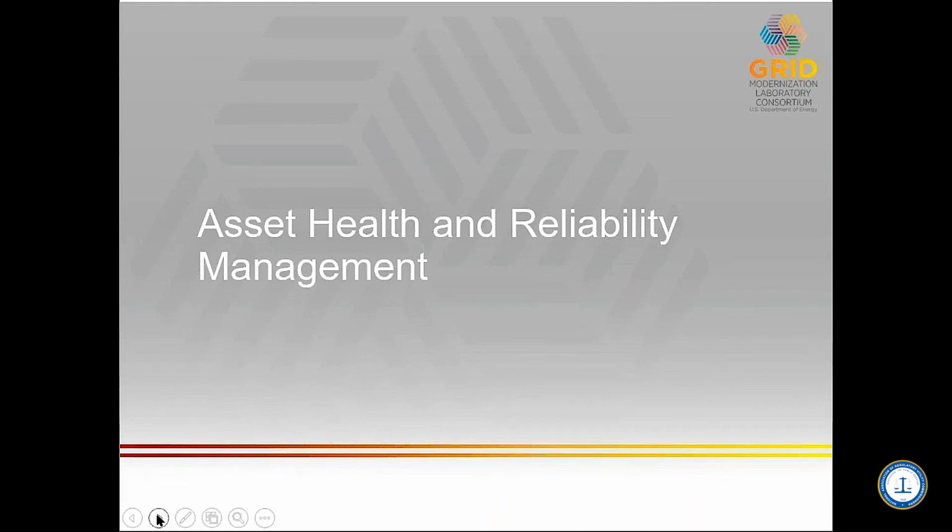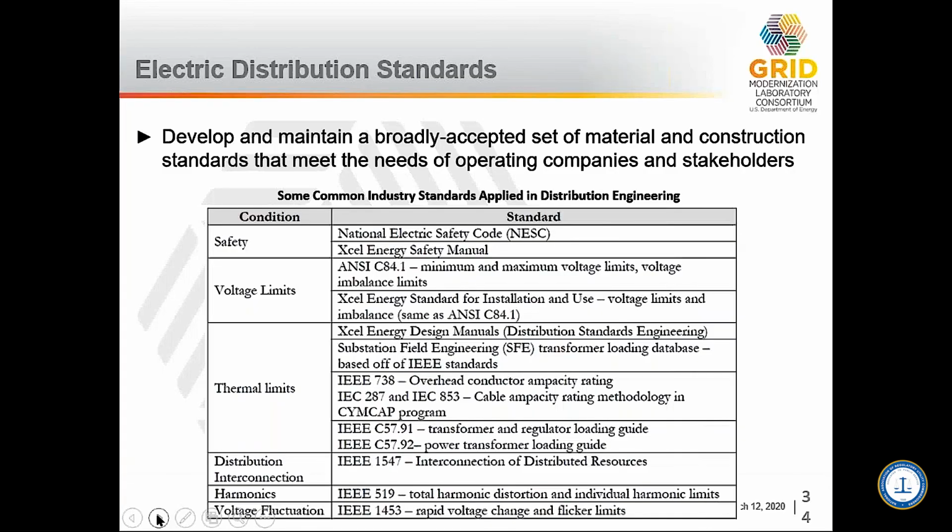So up to this point, we've been talking primarily about risk of equipment overloads. I just want to give you a quick flavor of some other very important distribution planning imperatives around asset health and reliability management. Standards are important. Here are some common standards that are used. They're important for what is acceptable, what is customary, what is permissible in planning and designing the system. I don't want to talk about standards because it could be very exhaustive.